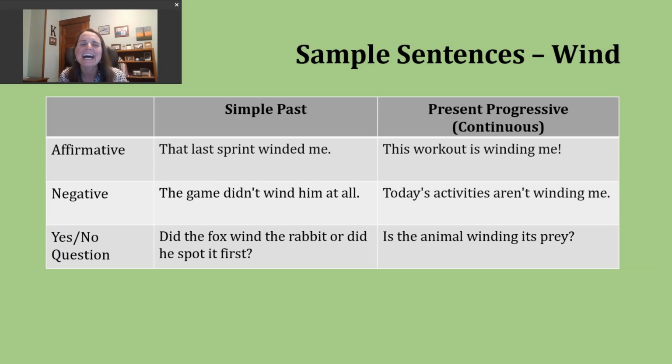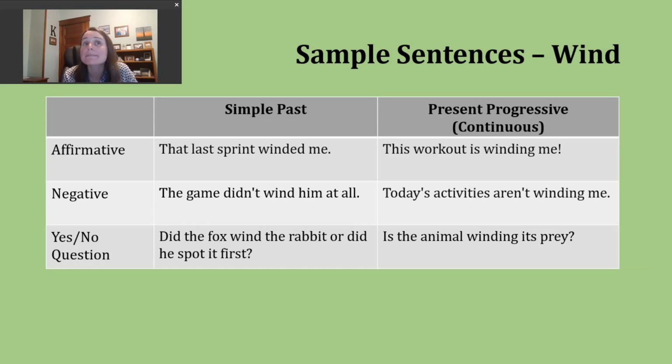Now let's take a look at making a yes or no question in the simple past tense. To do this, you'll want to start with did, then you're going to have your subject, and then the base verb. I always like to point out to my students, notice I am not adding the ed form of my verb in the negative or in a yes or no question. Here's another example. Did the fox wind the rabbit, or did he spot it first? Here we're wondering which sense did this particular animal use to catch its prey.